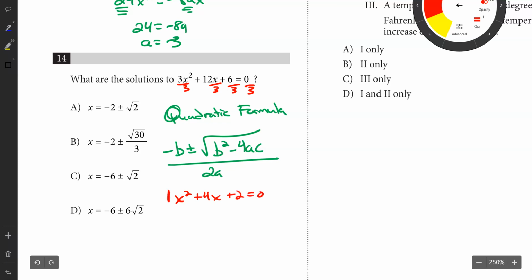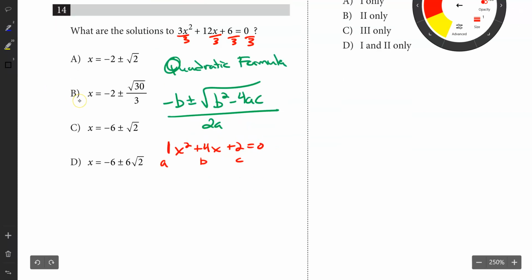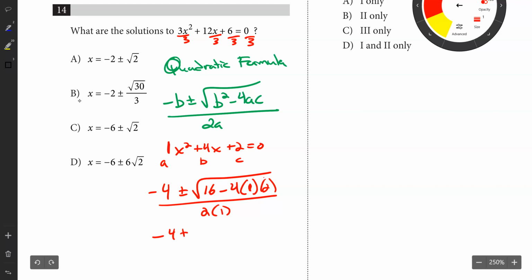So x squared plus 4x plus 2 equals 0. Okay, so there's a 1 here. So this is your a, this is your b, this is your c. And you literally just plug everything in. So negative 4 plus or minus b squared, that would be 16 minus 4ac. So times 1, this should be a times 1, times 2 over 2 times a, which is 1. Okay, so we're going to get negative 4 plus or minus square root of 8 over 2.